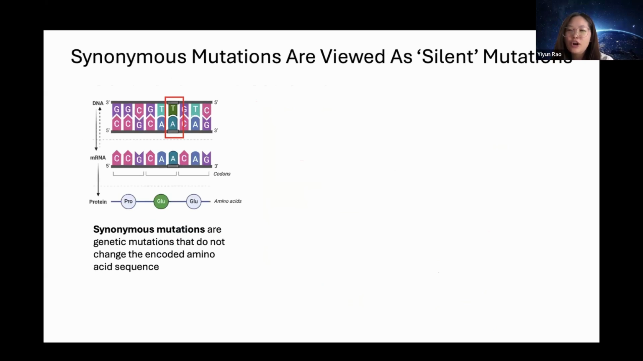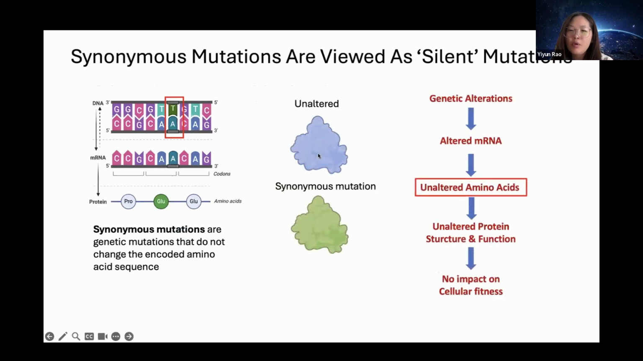Specifically, we're talking about synonymous mutations. Those are mutations that change the DNA sequence but do not change the encoded amino acids. So the protein sequence stays the same, and people would assume that the structure and function are the same, and synonymous mutations are usually viewed as functionally irrelevant or neutral. This assumption that they are neutral actually shaped the foundation of how we understand biology at the molecular level.